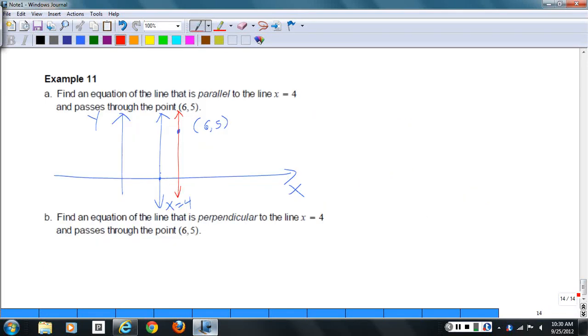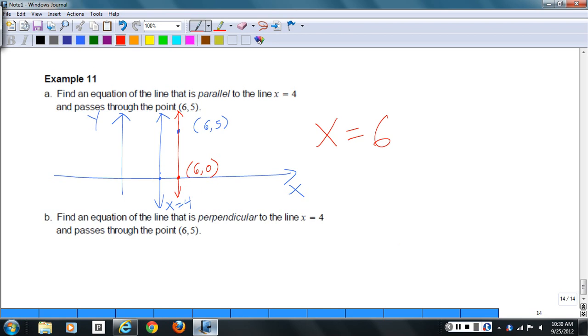In particular, this point right here, what are the coordinates of that point? The x-intercept. Would you believe 6, 0? So we've got 6, 0 and 6, 5 and an infinite supply of other points on this line that all have x coordinates equal to what? 6. There we go. So x equals 6.